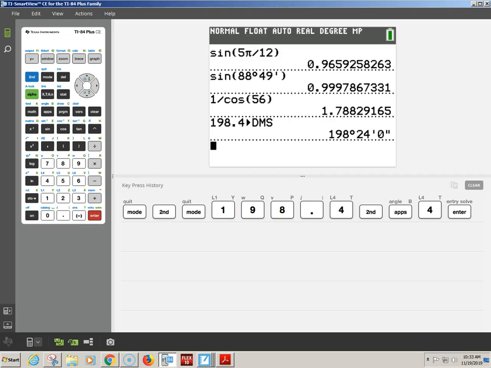Anybody else stuck on something? Don't forget your calculators tomorrow. It'll be a sad day. Sad, sad day if you forget your calculators tomorrow.